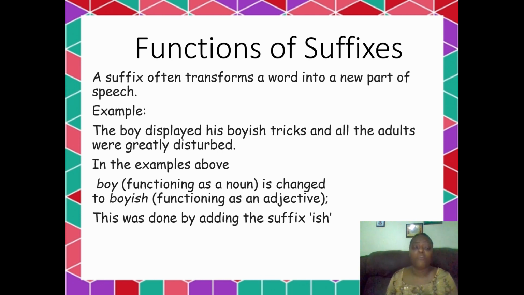In the sentence above, boy, which is functioning as a noun, is changed to boyish with the addition of the suffix ish. Now it is describing the tricks the boys played. So it is now functioning as an adjective. So we say the suffix ish changes a noun to function as an adjective. Now, different suffixes change different parts of speech to function as one or more of the 8 parts of speech.